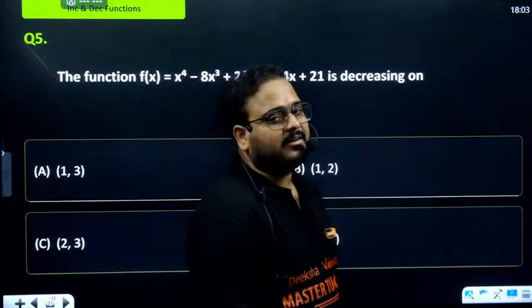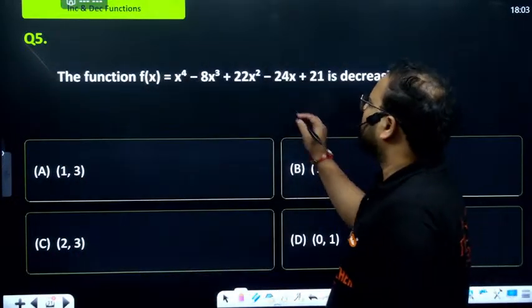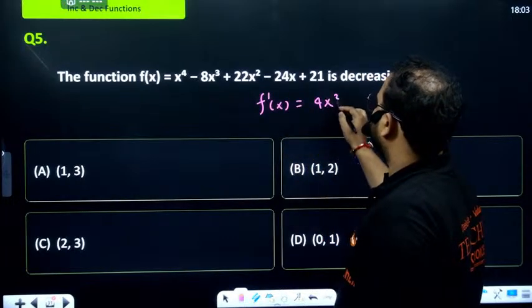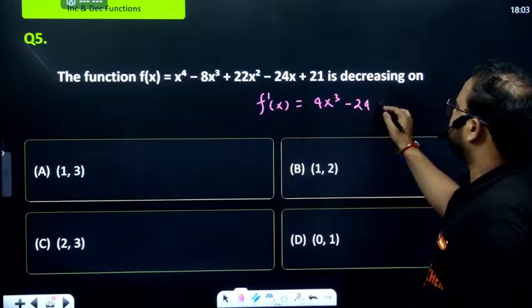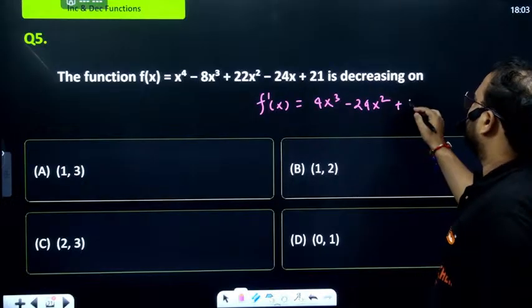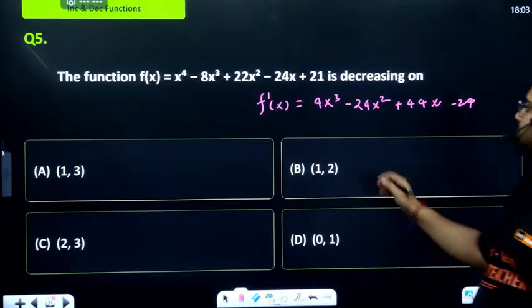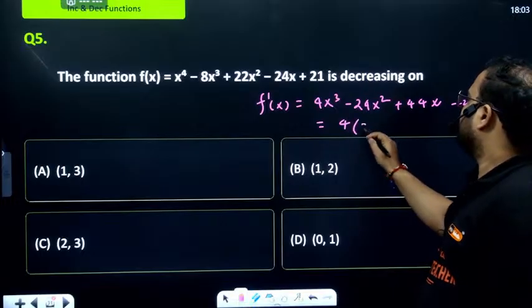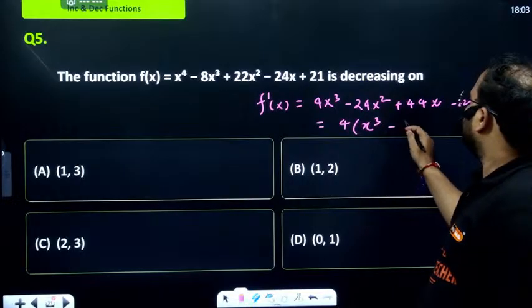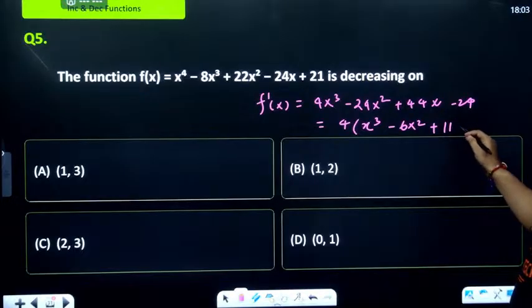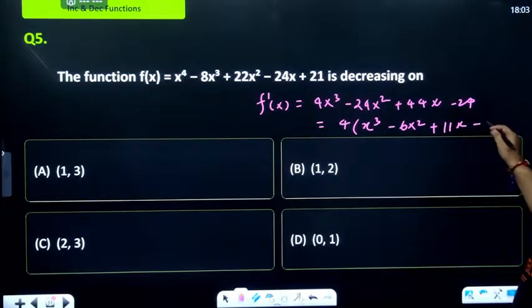The function given over here is decreasing on which interval? Simple problem. We'll find the derivative. We'll have 4x cube minus 24x square plus 44x, correct, and minus 24. Let's take 4 common first of all. We get x cube minus 6x square plus 11x and minus 6, put equal to 0.